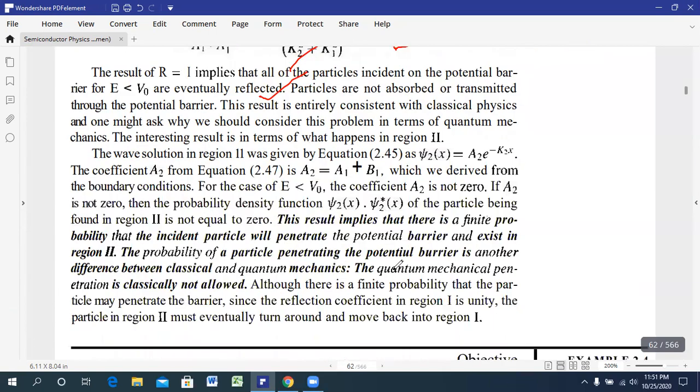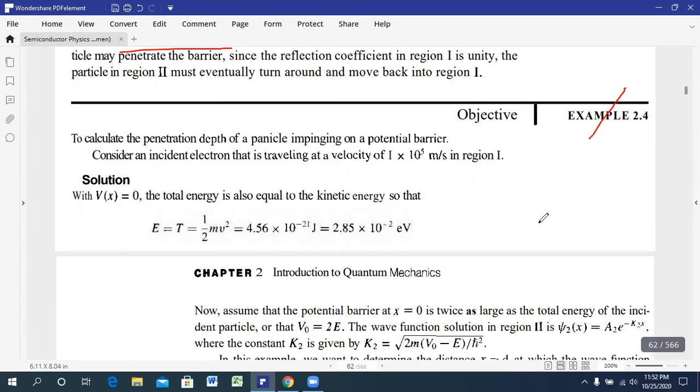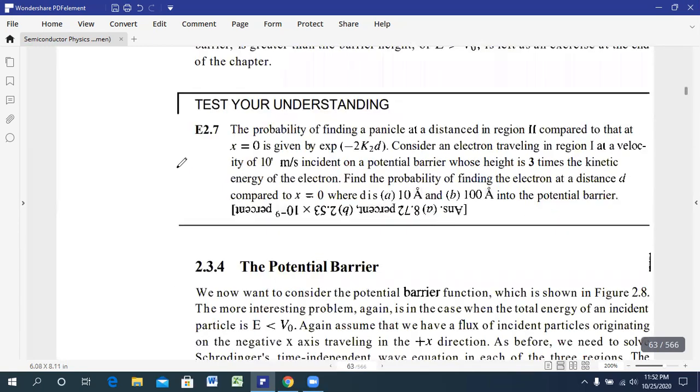Okay, so look, this part is important. This result implies that there is a finite probability that the incident particle will penetrate the potential barrier and exist in region 2. This probability of the particle penetrating the potential barrier is another difference between classical and quantum mechanics. In classical mechanics, this penetration is clearly not allowed. So using this formula, try to solve example 2.4 and try to solve practice problem 2.7.